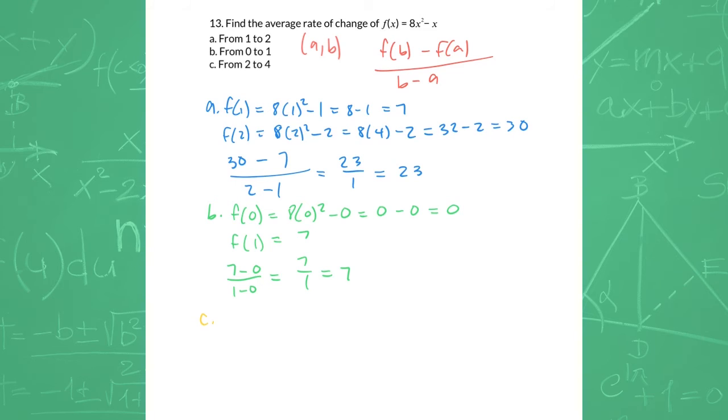So for part C, they give us an interval that goes from 2 to 4. So let's start, well, we already know that f of 2 is equal to 30. So let's find f of 4. F of 4 is equal to 8 times 4 squared minus 4, which is equal to 8 times 16 minus 4. And 8 times 16, we plug that into the calculator. That's 128. And 128 minus 4 is 124.